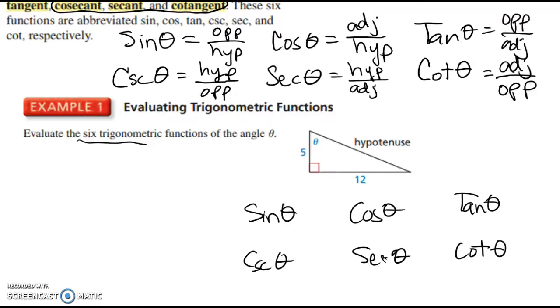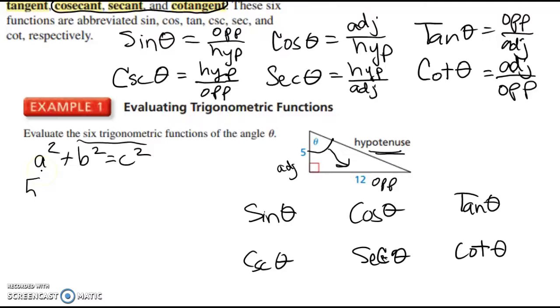For us to list the ratios of the 6 trig functions, we need all 3 sides. Here's the angle. That makes the 12 the opposite side. The 5 would then be the adjacent. We're missing the hypotenuse. So how can we find the missing side of a right triangle? You can use the Pythagorean theorem. A squared plus b squared equals c squared.